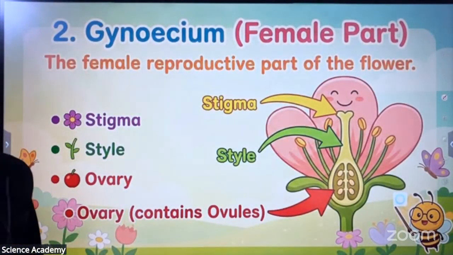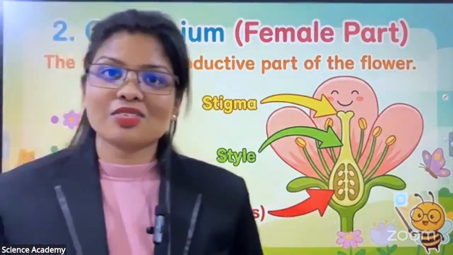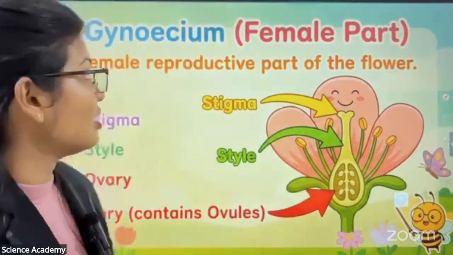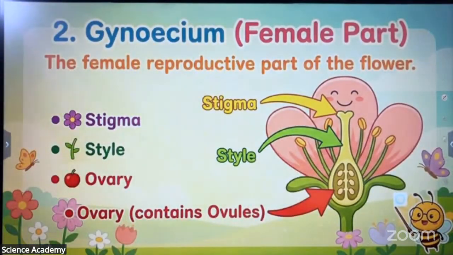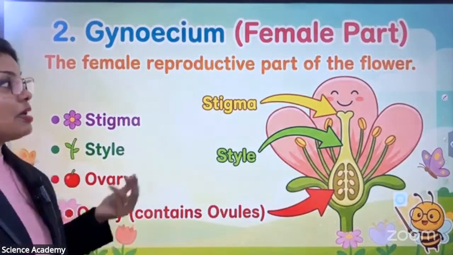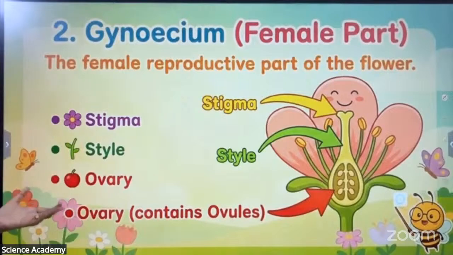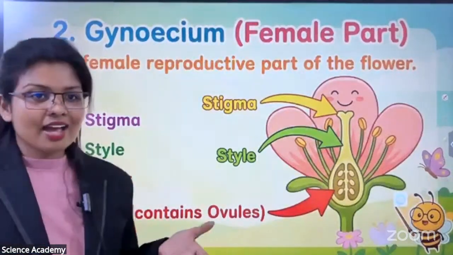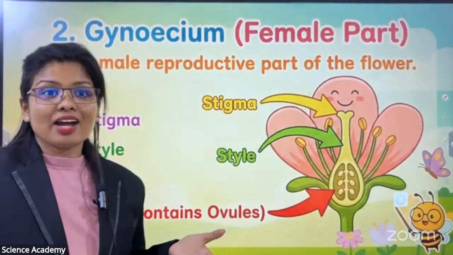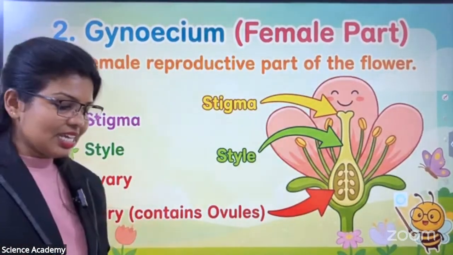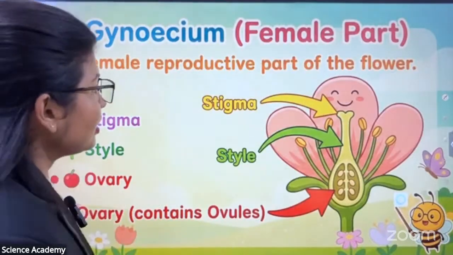Gynecium. Gynecium means the female part of the flower. So children, that is the female reproductive part of the flower. I discussed what these parts are in the previous week also.